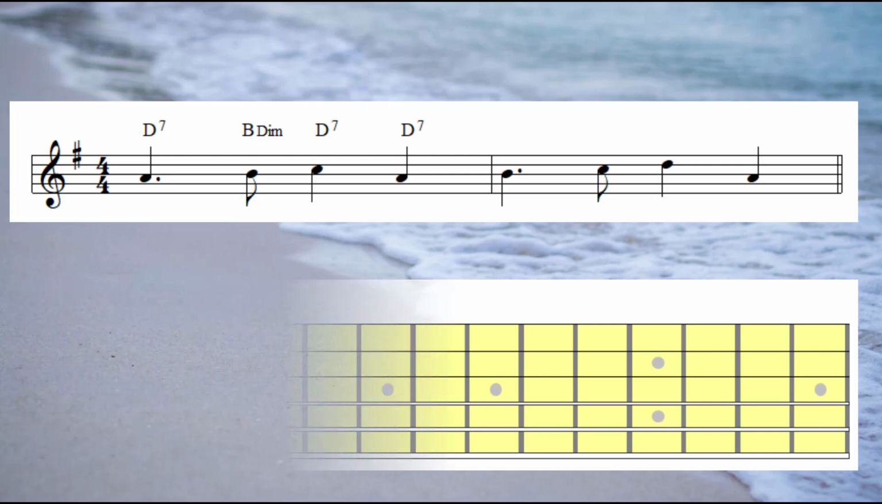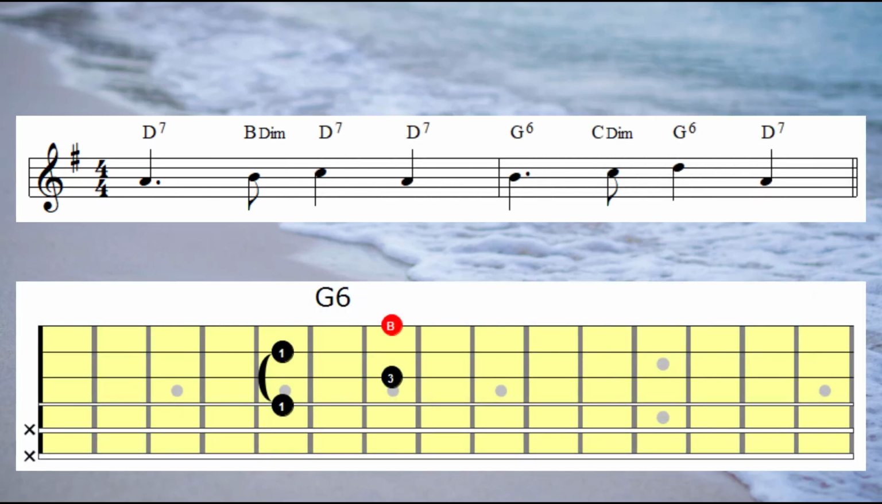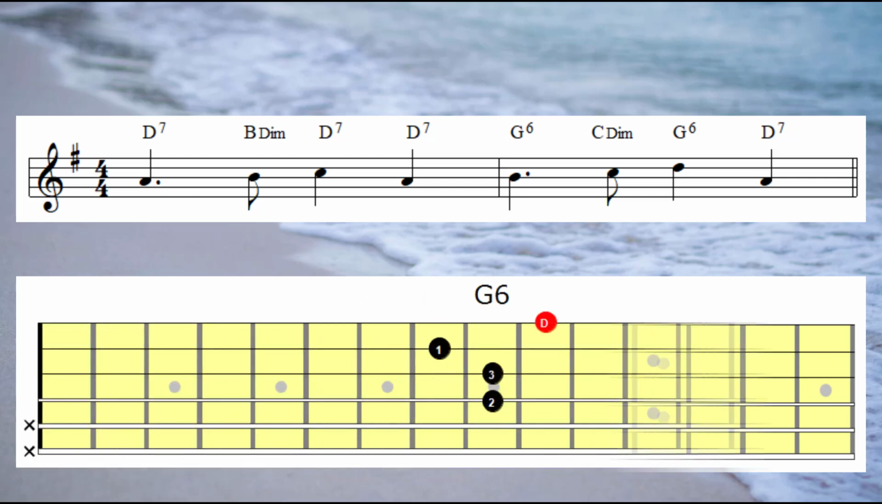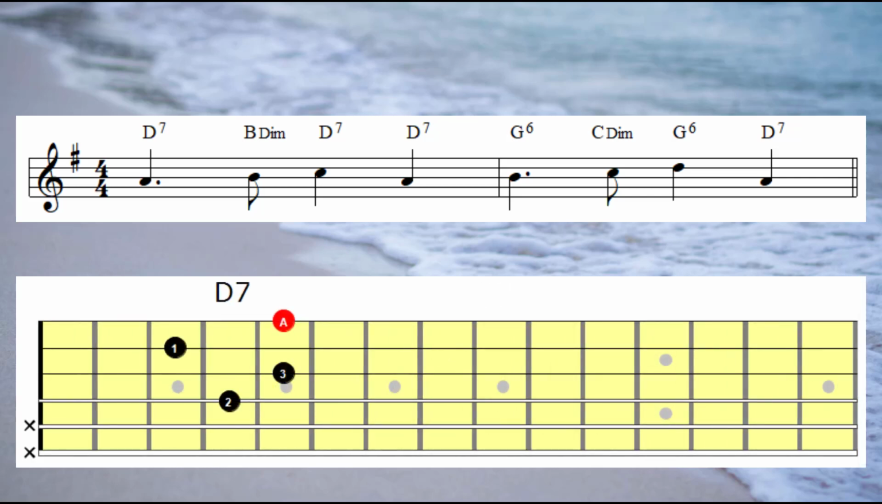Right then, let's move on to the second bar of the B section, and here I'm going to revert back to the normal major 6th diminished scale approach. Under the B note I'll play G6, under the C note I'll play a C diminished, under the D note I'll play a G6, and with the A note this time I'm going to play a D7th chord. Let's have a listen to those two bars.